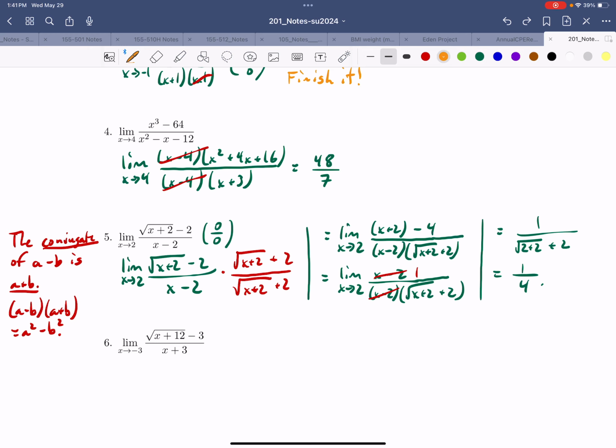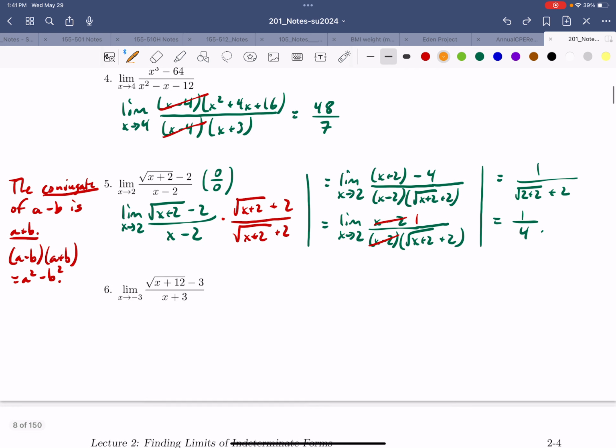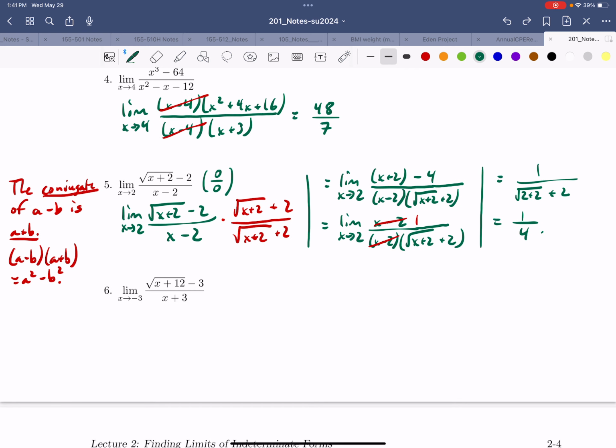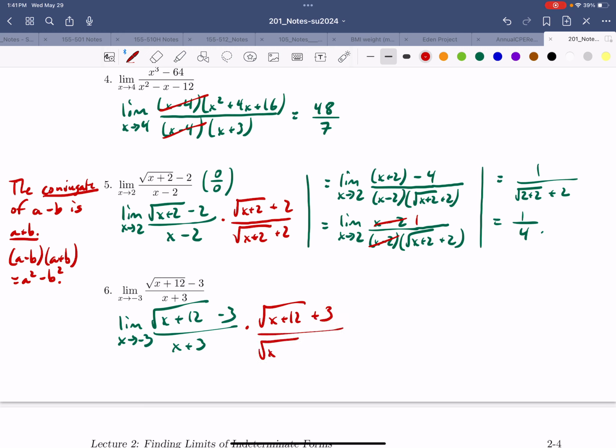All right, similar sort of thing going on in number 6. I'm going to start this off for you, but I want you to try to finish it. Limit as x approaches negative 3 of the square root of x plus 12 minus 3 over x plus 3. But what are we going to multiply it by? Yep, it's square root of x plus 12 plus 3 over itself.